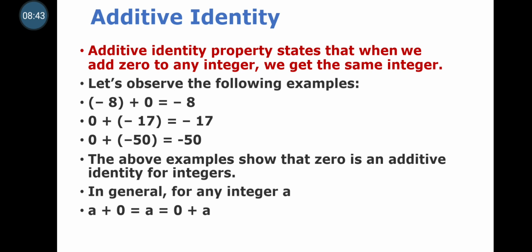In general, for any integer a, a plus 0 equals a, and 0 plus a equals a only. So that's the additive identity.